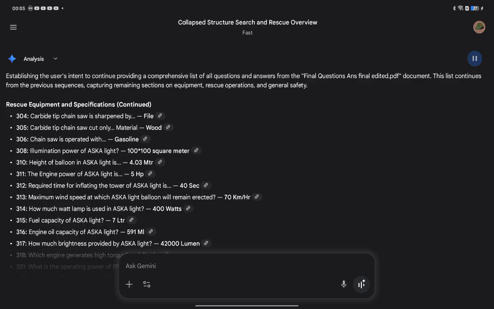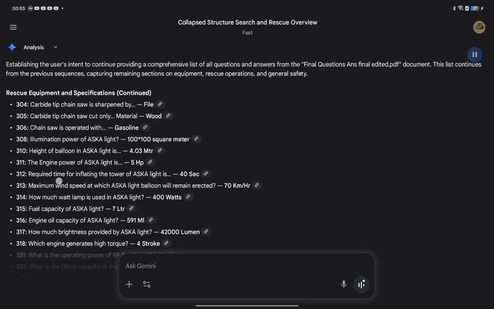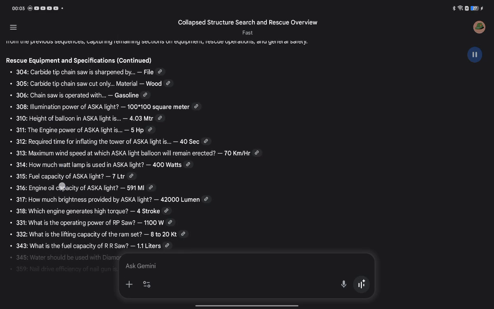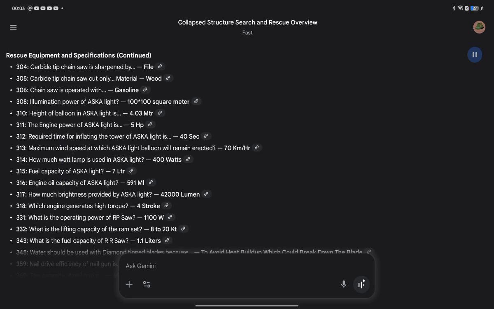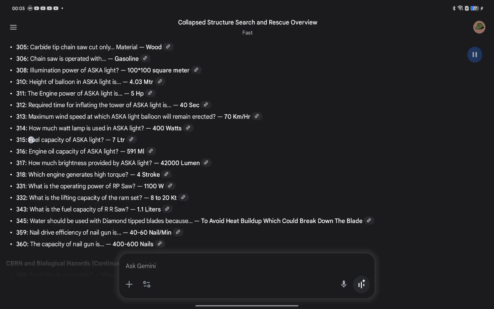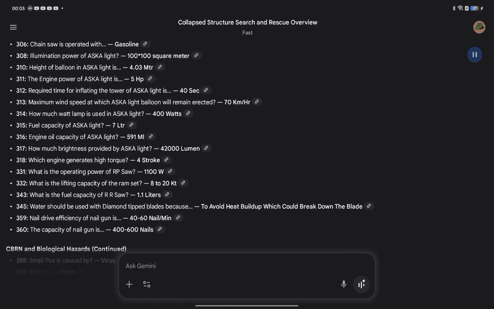Rescue equipment and specifications continued. 304. Carbide tip chainsaw is sharpened by file. 305. Carbide tip chainsaw cut only material, wood. 306. Chainsaw is operated with gasoline. 308. Illumination power of ASCA light? 100 square meter. 310. Height of balloon in ASCA light is 4.03 mtr.